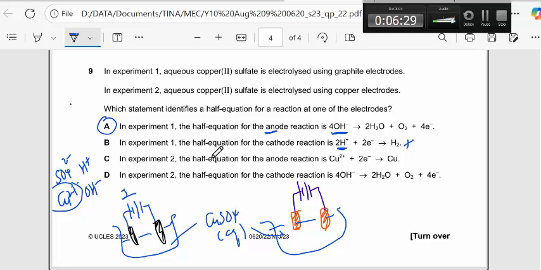In experiment two, this is not the half equation for anode. This is for cathode. In experiment two and experiment one, both the cathode is like this. Do you remember? So the answer is A. I originally chose differently, so you have to be very careful. Okay, is that all? So that's the first one.